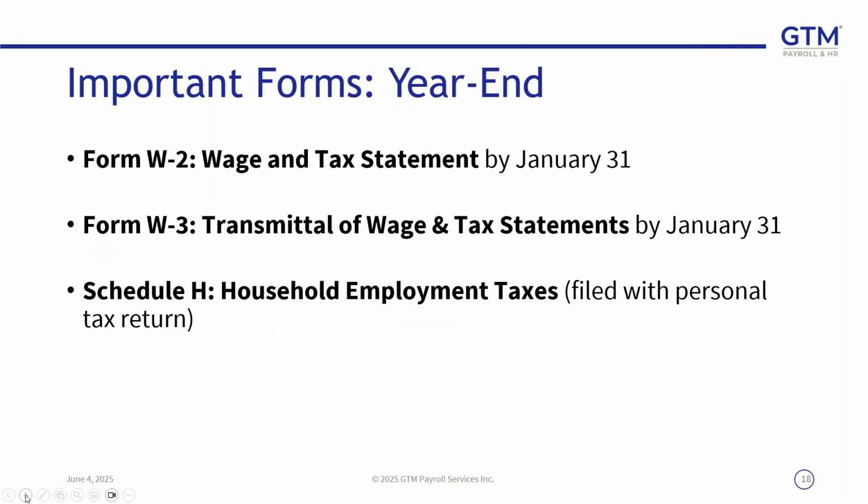At year end, the employee needs to receive their W-2 by January 31st. Also, Form W-3 and Copy A of Form W-2 must be submitted to the Social Security Administration by the same date, and the Schedule H is later filed with the employer's personal tax return.